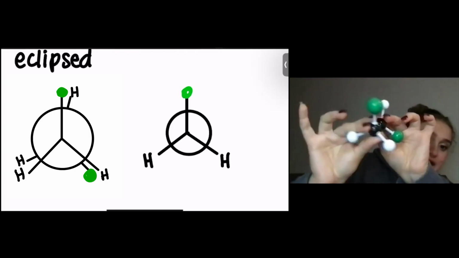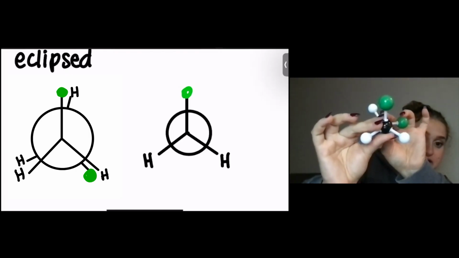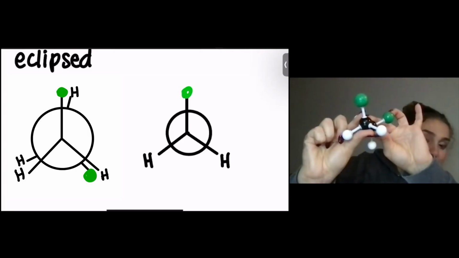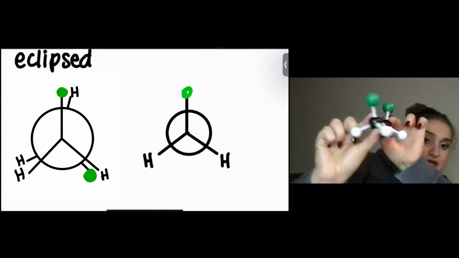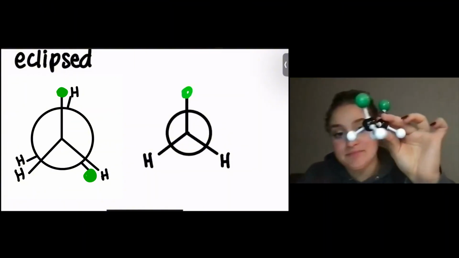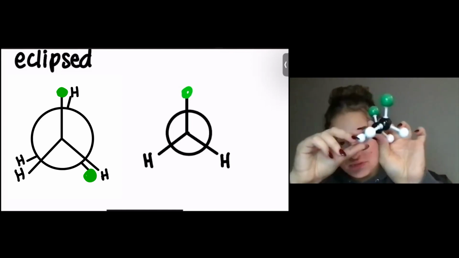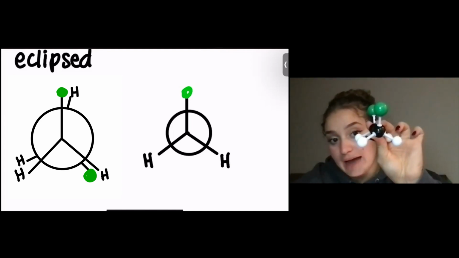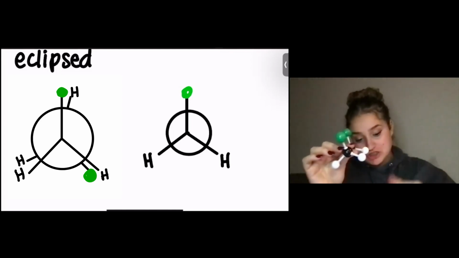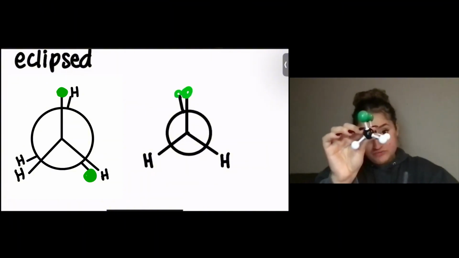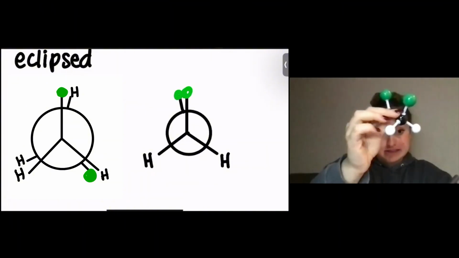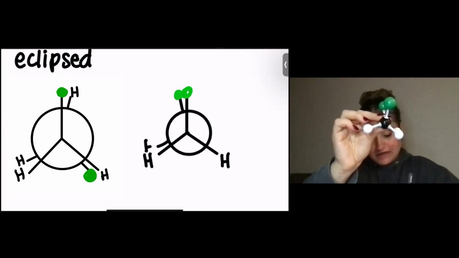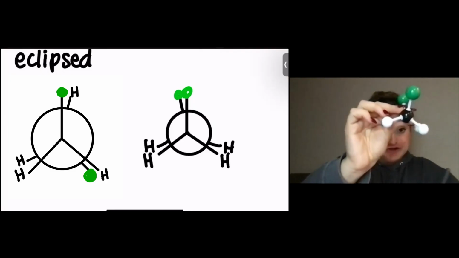Now I'm going to rotate again. If I rotate a little bit, here we are in our staggered gauche conformation, and I'm going to rotate a little bit more. We are totally eclipsed. Our two largest groups are completely overlapped. To represent this in a Newman projection, once again, I'm going to show that my other green carbon is directly behind my front green carbon, and then my hydrogens are directly behind those hydrogens.